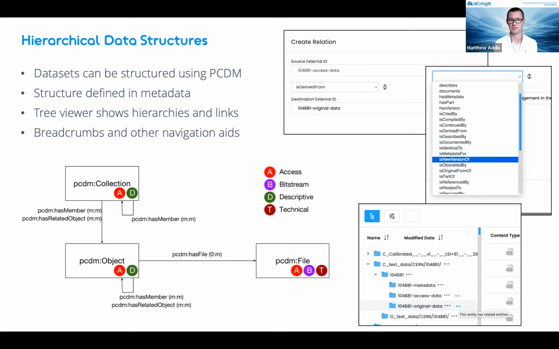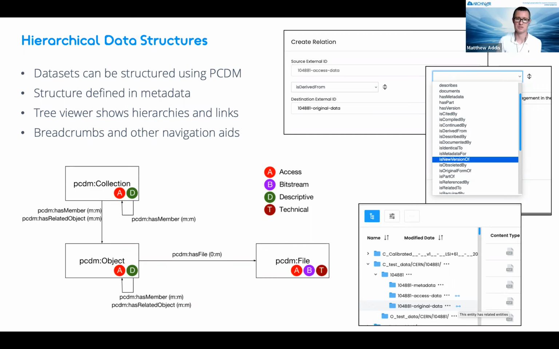So you might organize files into original files or derived files, or into access versions or preservation versions. There's lots of different ways of creating these structures, and then our system allows you to navigate those data set structures. And it's possible to create links between these entities.